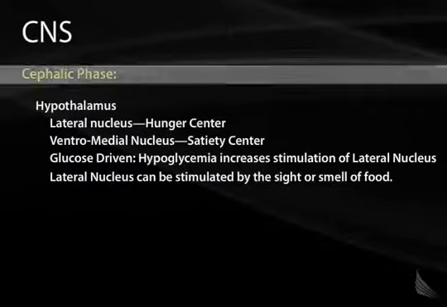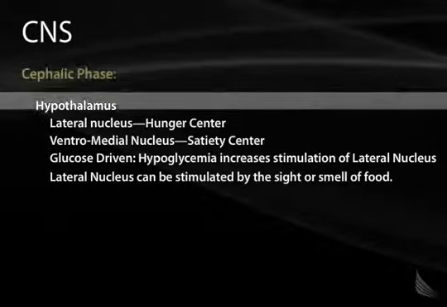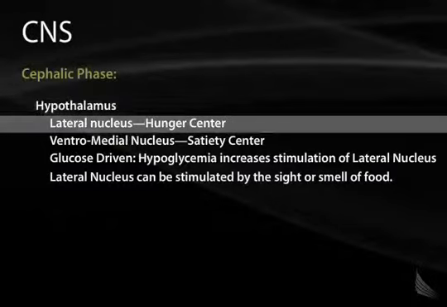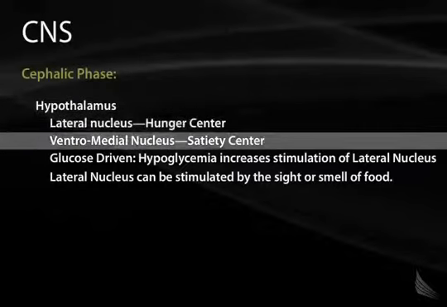The cephalic phase is one of the first phases and is often overlooked as part of GI physiology. The hypothalamus plays a pivotal role in this and contains the lateral nucleus, or the hunger center, and the ventromedial nucleus, or the satiety center. What's important to remember is that there are multiple stimuli which are responsible for activation of either of these centers.